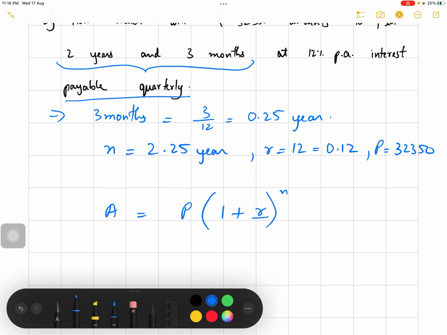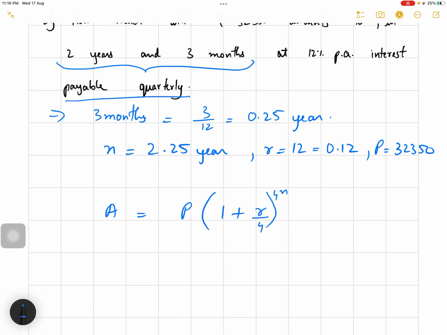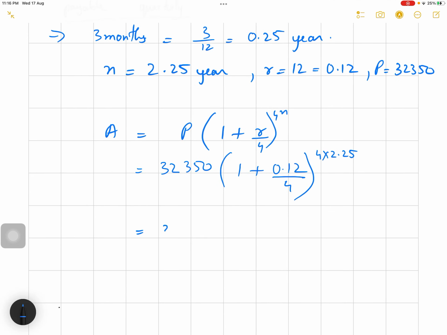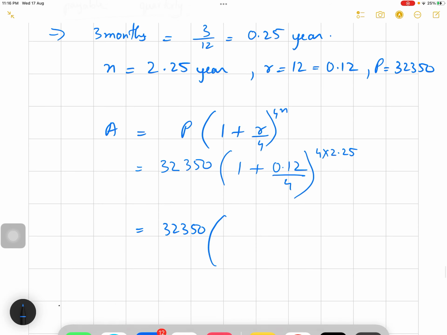So this is the formula. P is 32,350. 1 plus r, which is 0.12, divided by 4, raised to 4 into 2.25. So 32,350, then 0.12 divided by 4 plus 1.